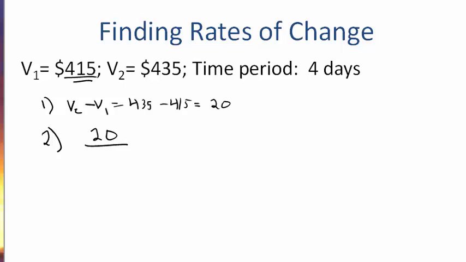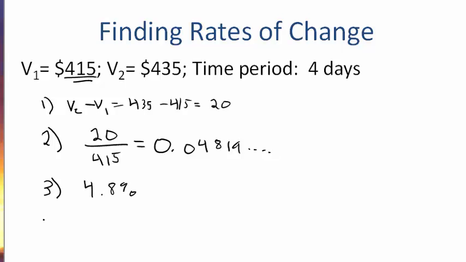Step 2 was to take the value that we had there, 20, and divide it by V1. V1 is 415, so I have 20 divided by 415. I can pull out my calculator and find out that that is 0.04819 and so on. Then step 3 is to rewrite that as a percentage. I'd multiply by 100 and I'd get 4.8%. And then the final step is to write that as a complete sentence.